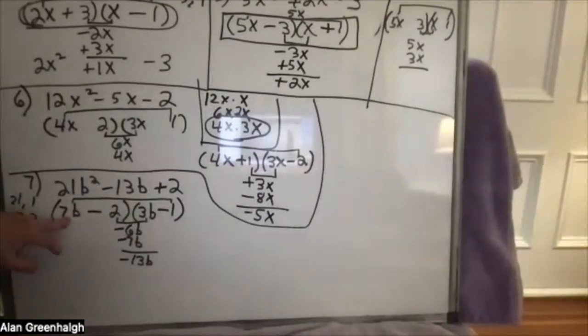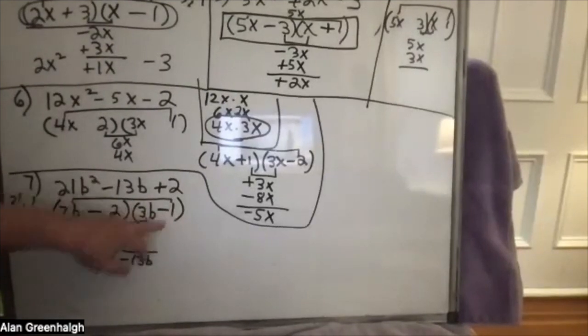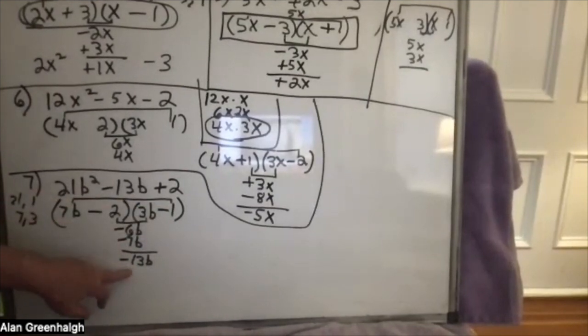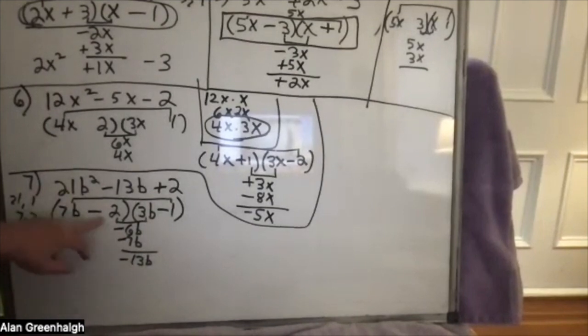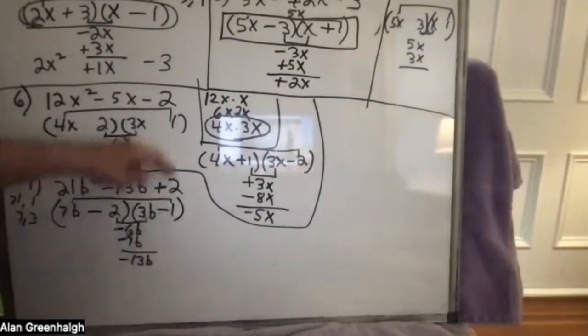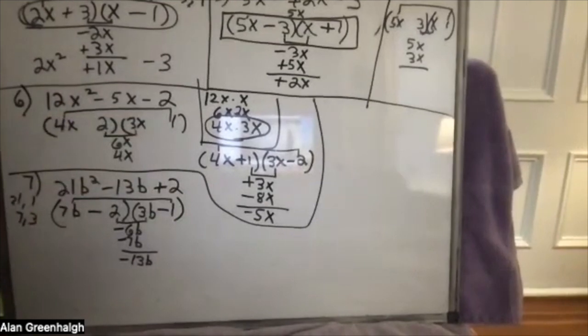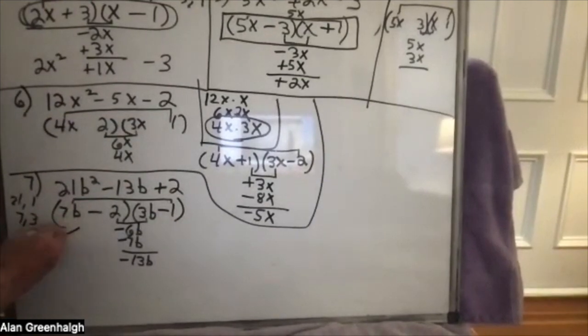So in other words, 7b times 3b is 21b squared. And 2 times 3 is 6, and 7 times 1 is 7, and that comes out to 13. With this negative and that negative, that works out very, very nicely. And the -2 times the -1 is +2. So this is indeed the answer to the question.